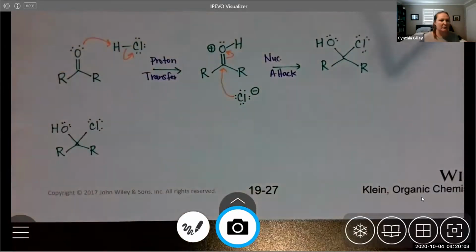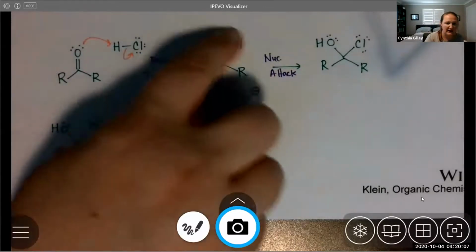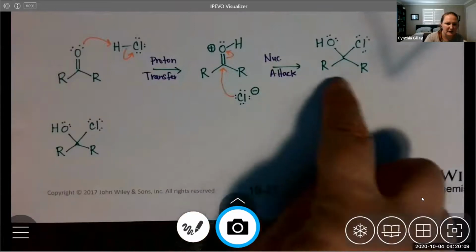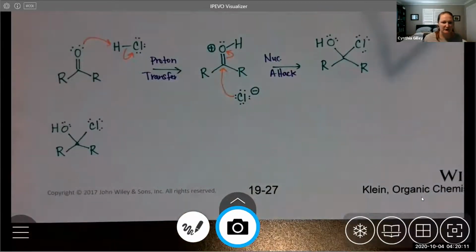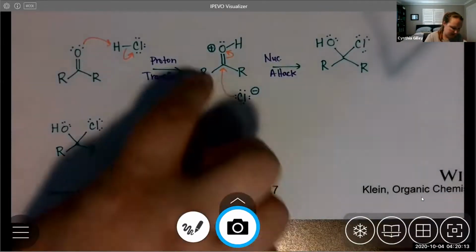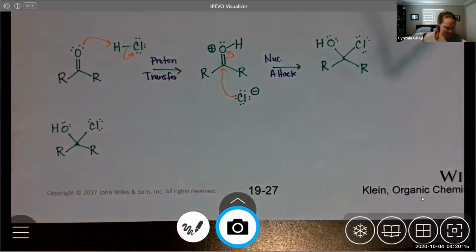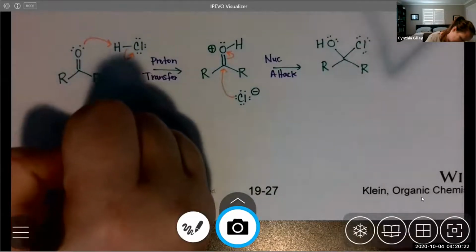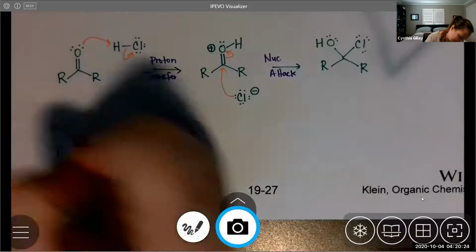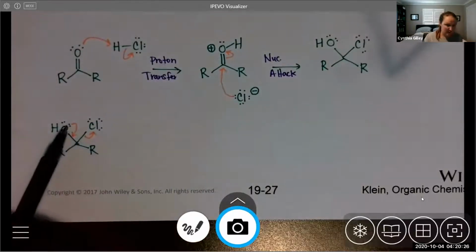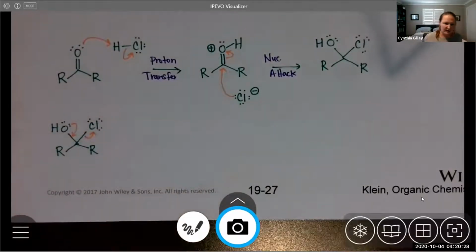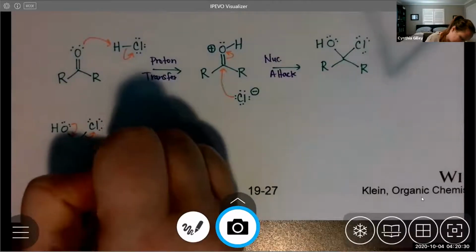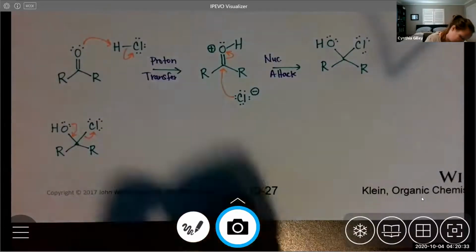So when you're drawing a mechanism in reverse, whatever intermediate you had in the forward direction is also an intermediate in the reverse direction, right? So we know we're going to be generating this intermediate, and the way to do that is to do loss of a leaving group. So chloride can leave, and simultaneously we can use this lone pair to show a resonance arrow. That will get us to the same resonance contributor we showed in the forward direction.